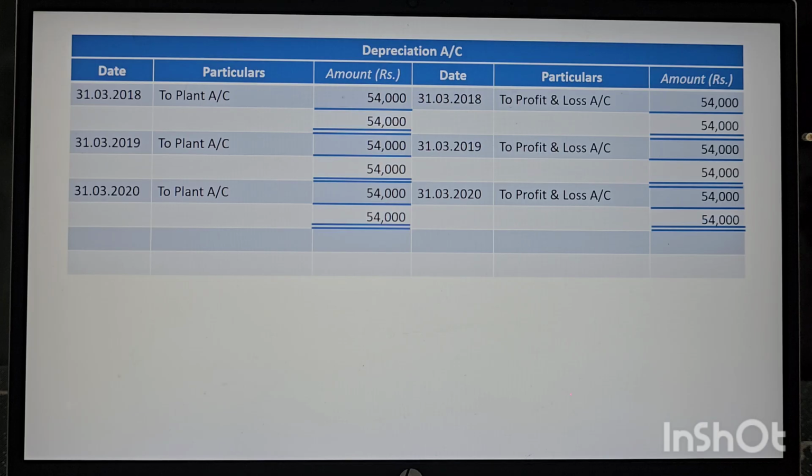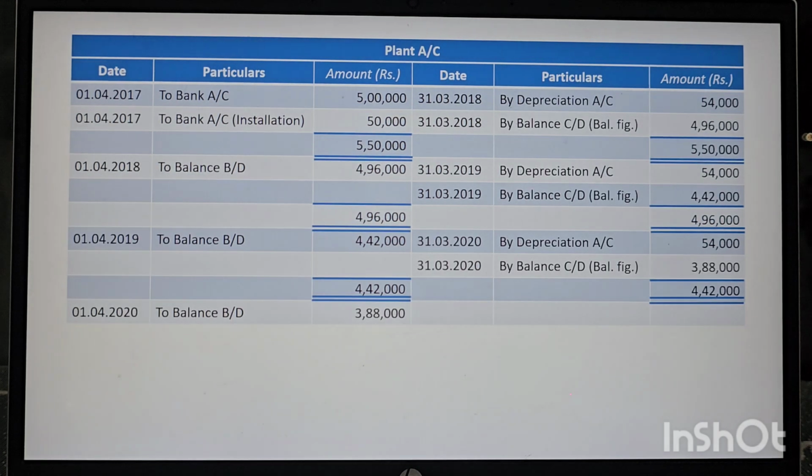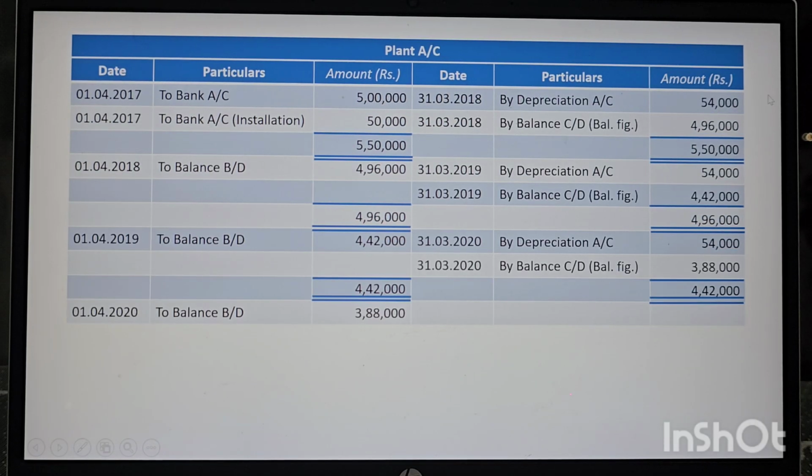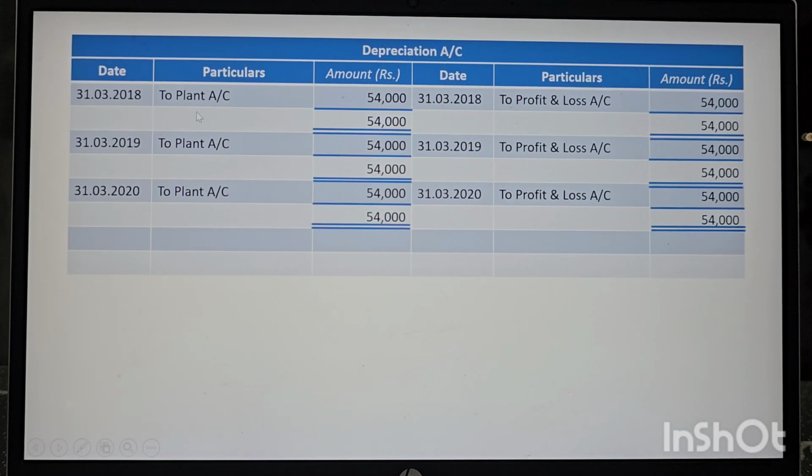Now if we go to the depreciation account, the very first date that we can see is 31st of March 2018, to plant account, which is nothing but this transaction of depreciation. By depreciation account 54,000, so in the depreciation account it will be to plant account 54,000. It's the same amount from here being transferred here.